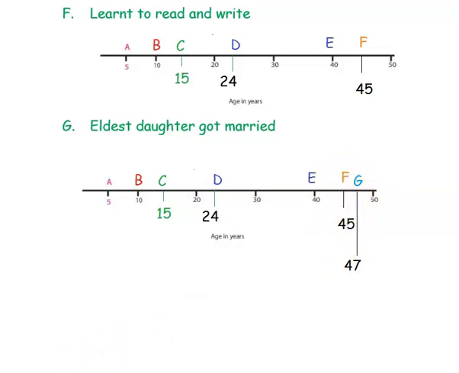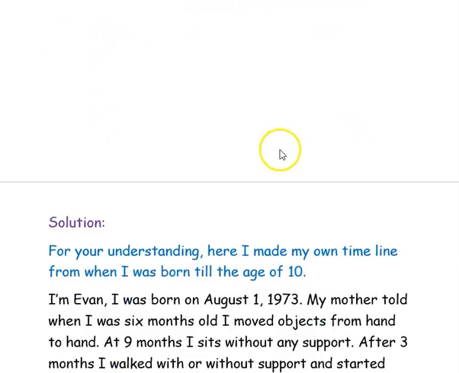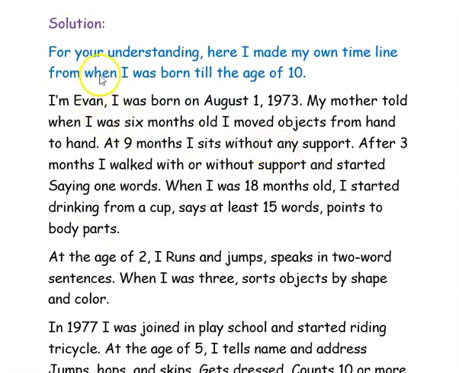Next question given is, mark your own timeline, ask people around you and mark at least one thing that happened in each year of your life. Age in years is given starting from 1 to 10 years. So now we'll form a question for this first. For your understanding, here I made my own timeline from when I was born till the age of 10.